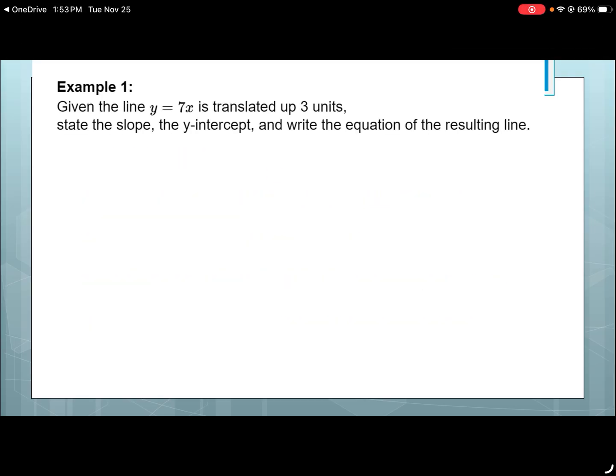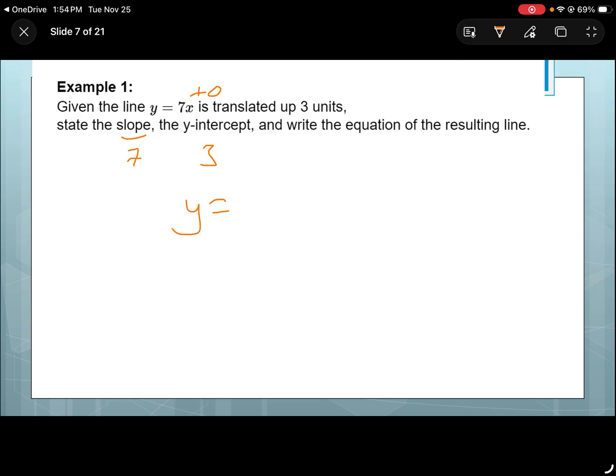So here's an example. Given the line y equals 7x is translated up 3 units, state the slope, the y-intercept, and write the equation of the line. So the slope will stay the same because the translation does not affect the slope, so the slope is 7. The y-intercept at the moment is 0, right? Because technically it's a plus 0. If it's translated up 3 units, I'm just going to add 3 to that. So it's going to be plus 3. My equation of a line then is y equals 7x plus 3. Hopefully that makes sense.